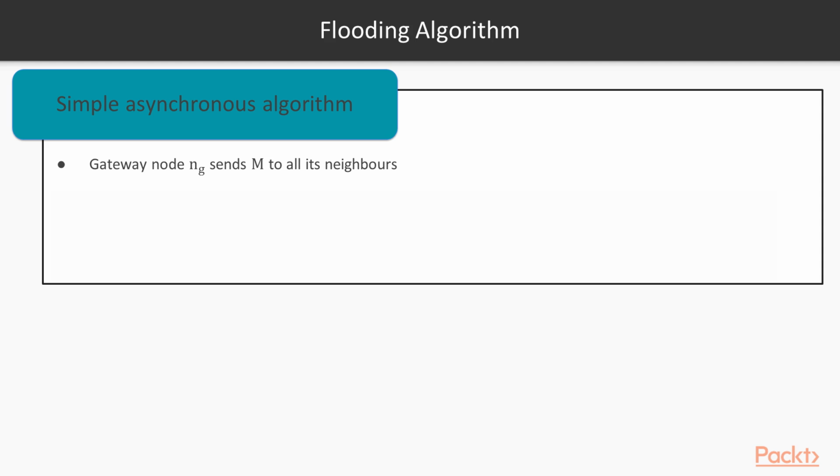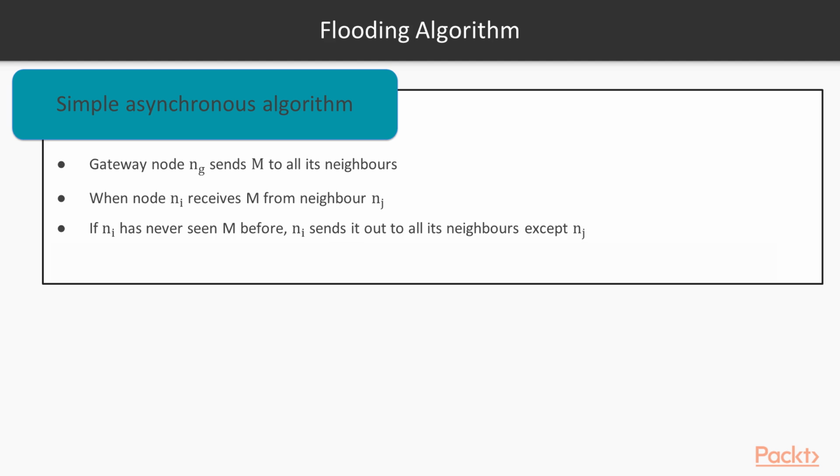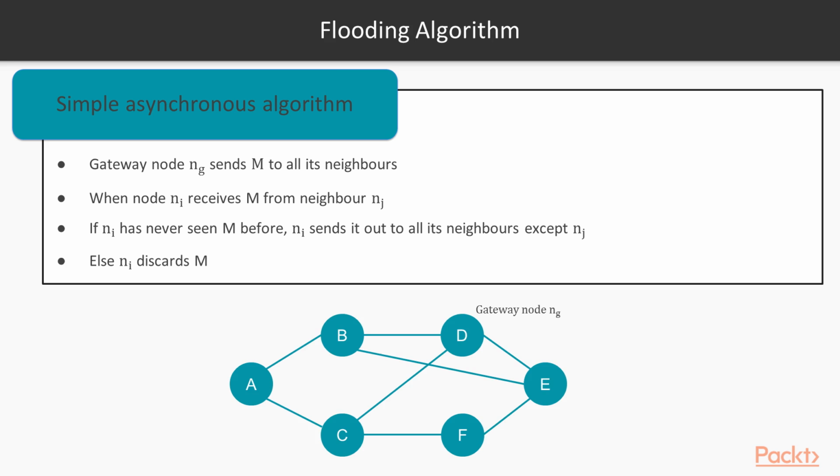message to all of its neighbors. Then when node Ni receives a message from its neighbor Nj, if Ni has never seen this message before, only then Ni sends it to all of its neighbors except the origin node. Else, if Ni has seen this message before, it is simply going to discard it. Following this algorithm, the message M is propagated to all of the nodes in a network.